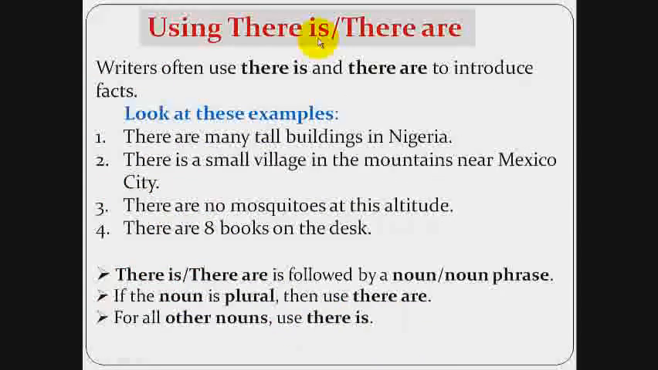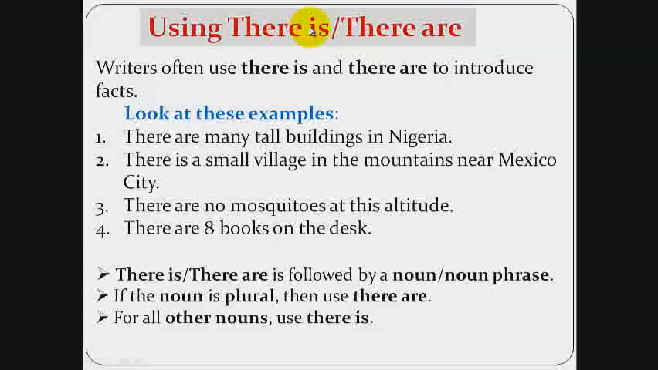This is the final lesson of our unit. It is the last one. And also it concludes the 6 units of our academic writing book 1: using there is and there are. When you are given an introduction about facts, it is important to use there is and there are. What is the difference between these two, there is and there are?